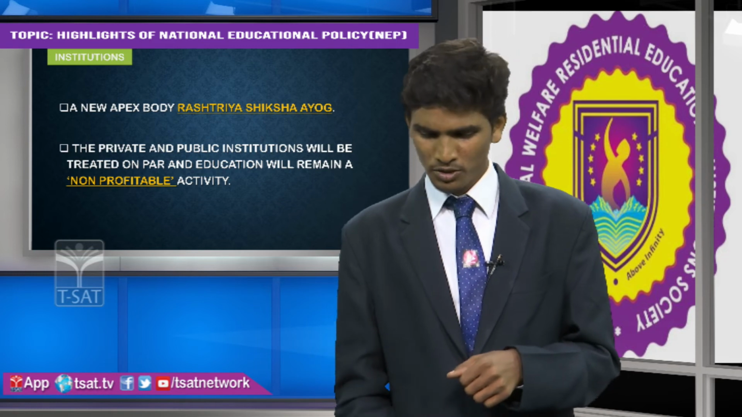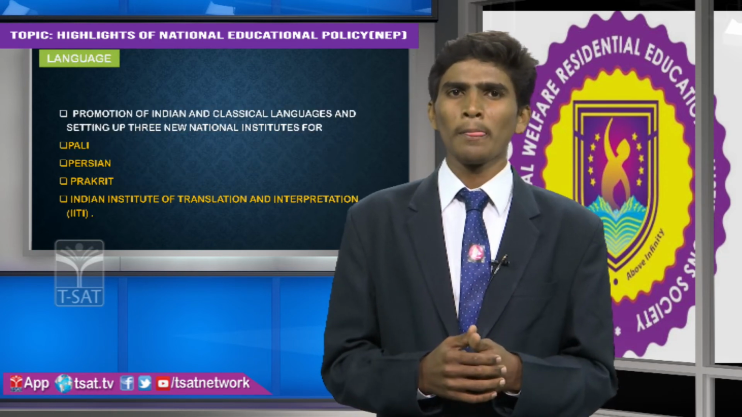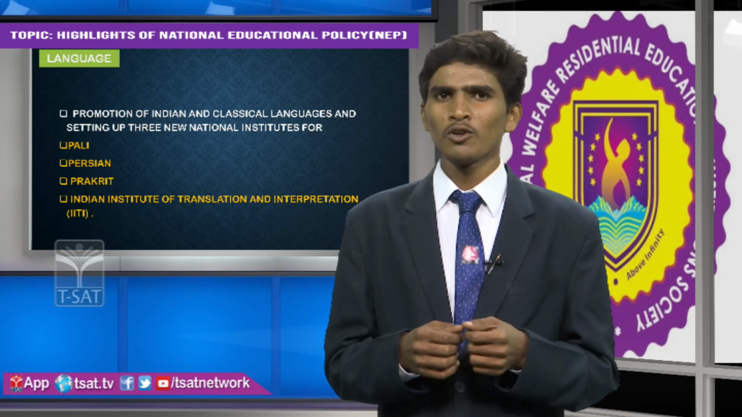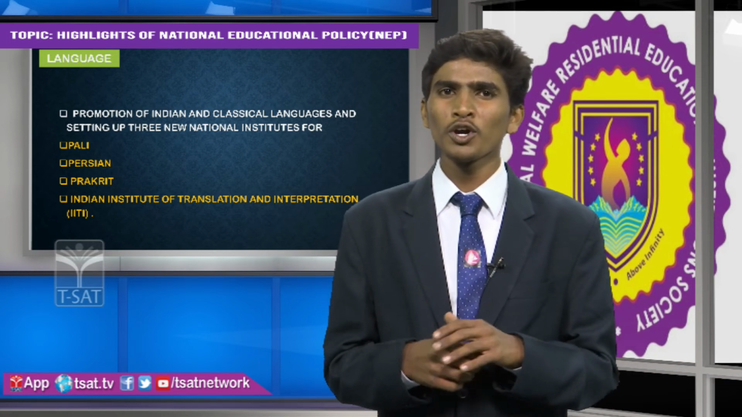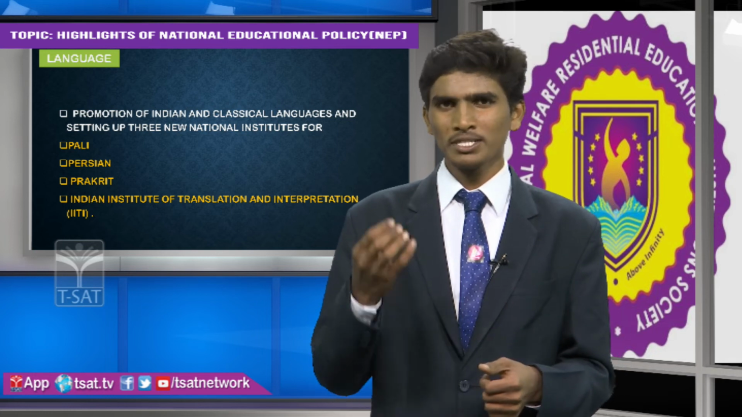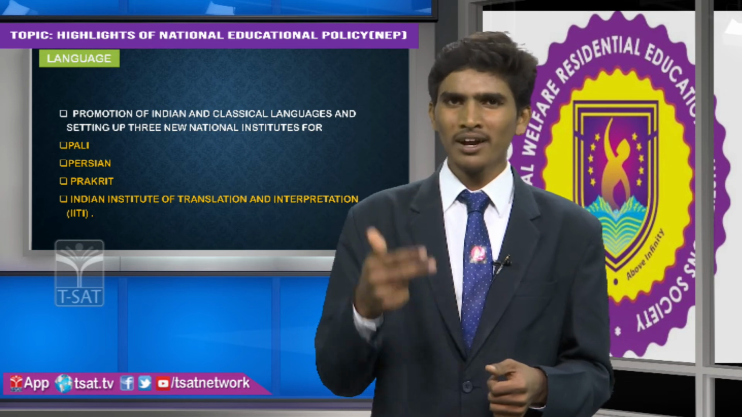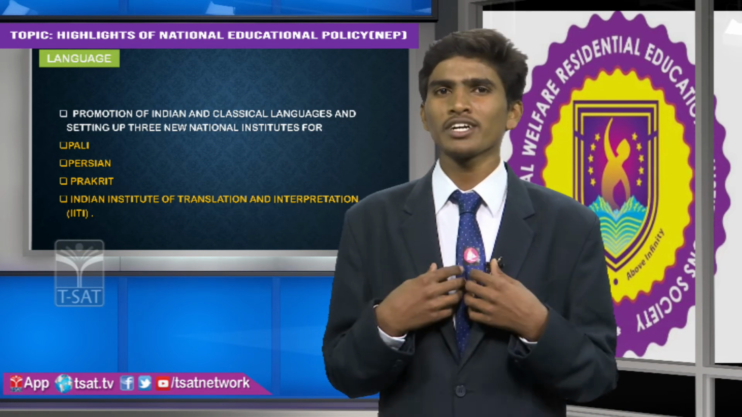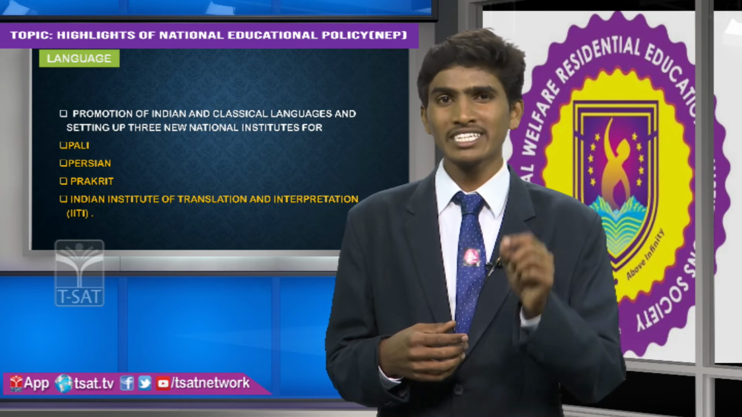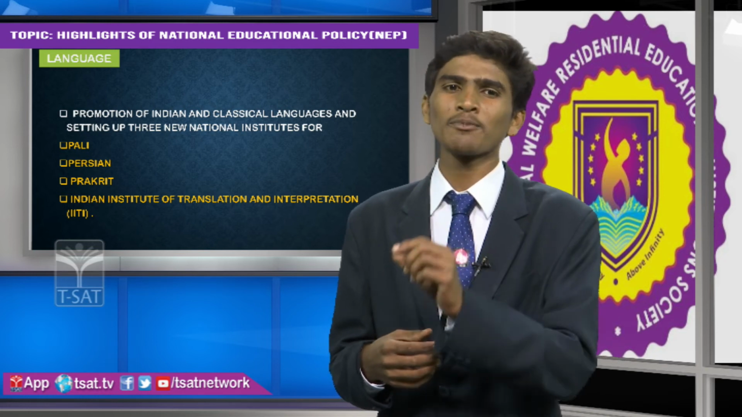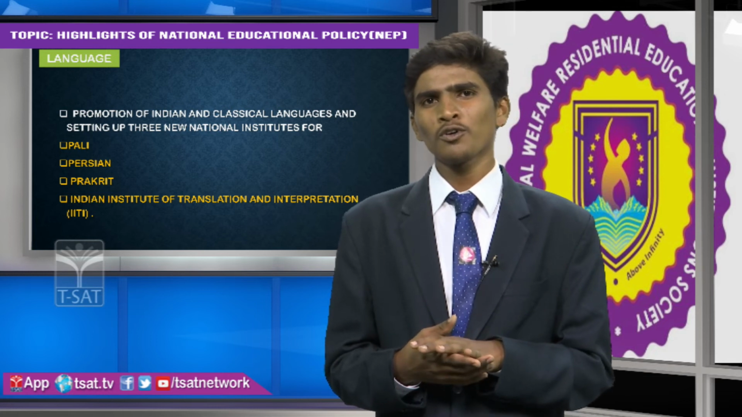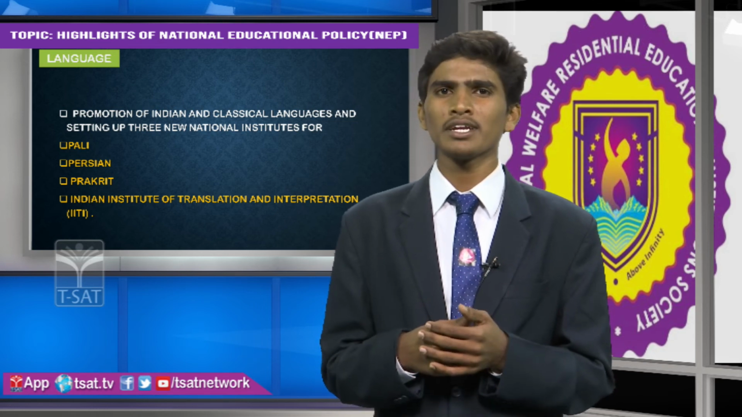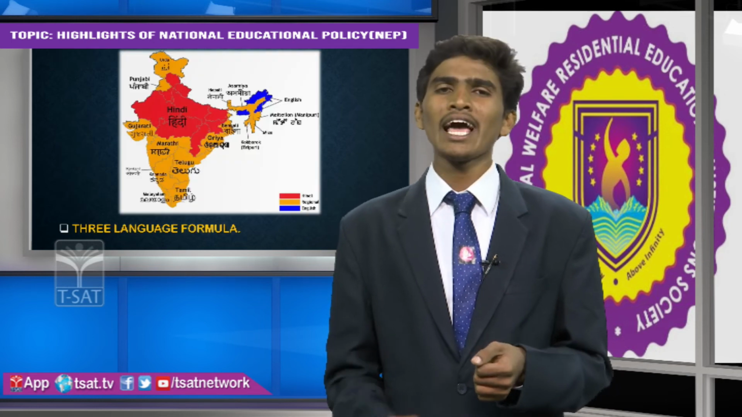Then, next, the promotion of Indian and classical languages: setting up 3 new institutions for languages. Look at the screen, friends. The institutions which are going to be implemented by the Government of India are Pali, Persian, and Prakrit. These are the 3 classical language institutions which show the culture and heritage of the country. And also another institution, friends, the Indian Institute of Translation and Interpretation, IITI. This is also being implemented by the Government of India to bring back our language, our culture and heritage language.